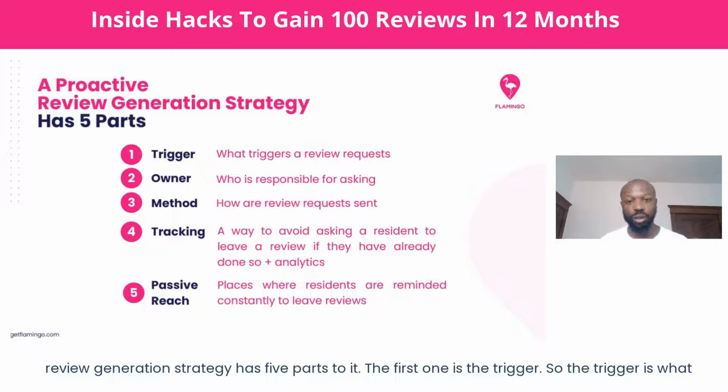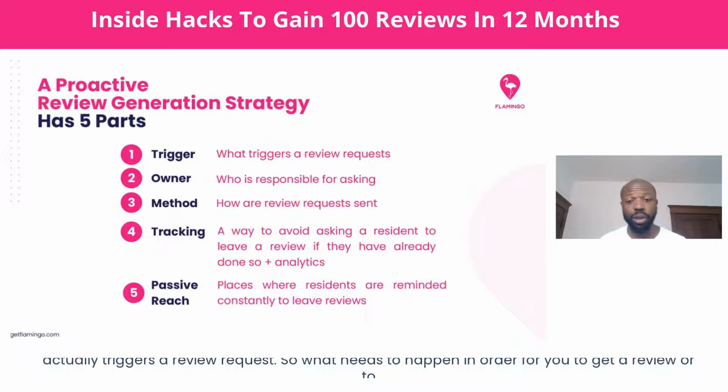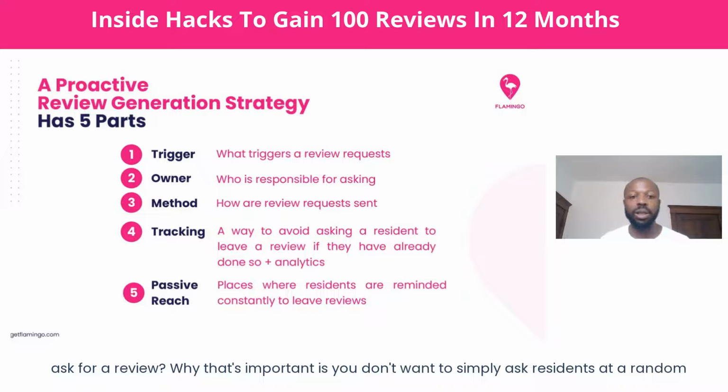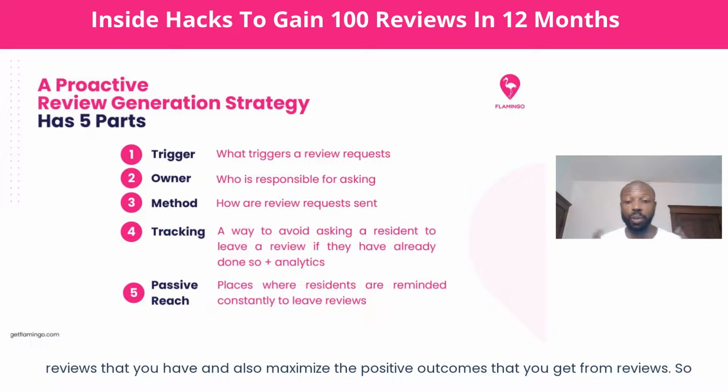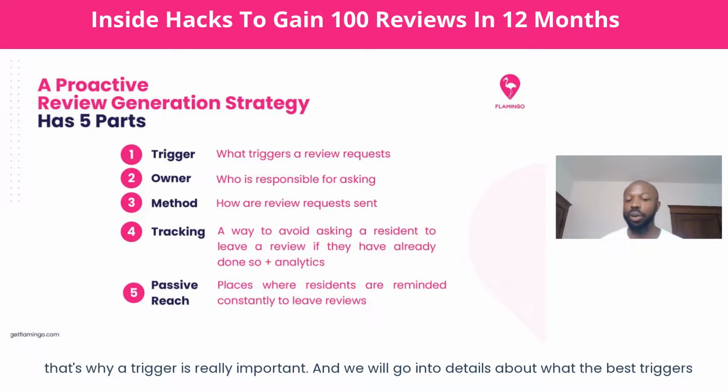The first one is the trigger. The trigger is what actually triggers a review request. So what needs to happen in order for you to ask for a review? Why that's important is you don't want to simply ask residents at random times for a review. You have to find the right triggers that will maximize the number of reviews that you have and also maximize the positive outcomes that you get from reviews. So that's why a trigger is really important. And we will go into details about what the best triggers are.